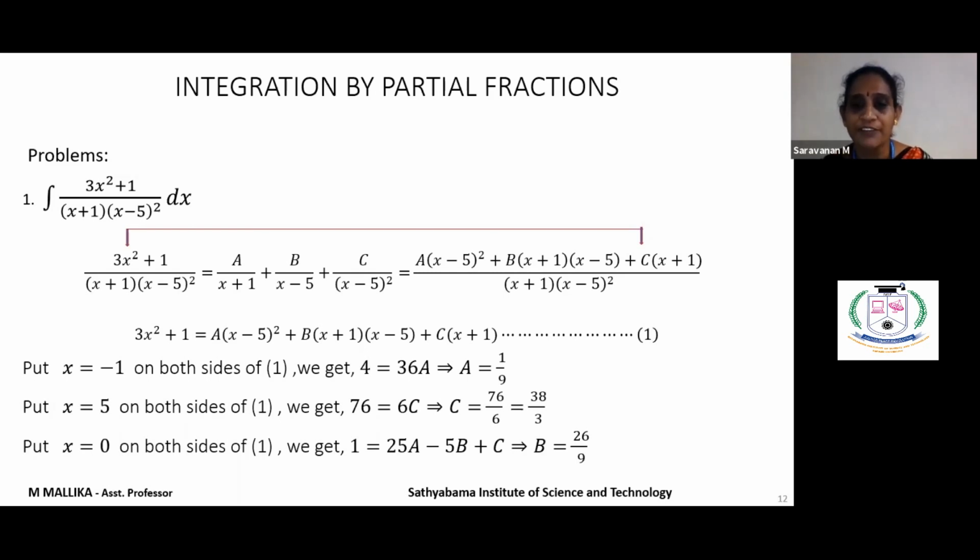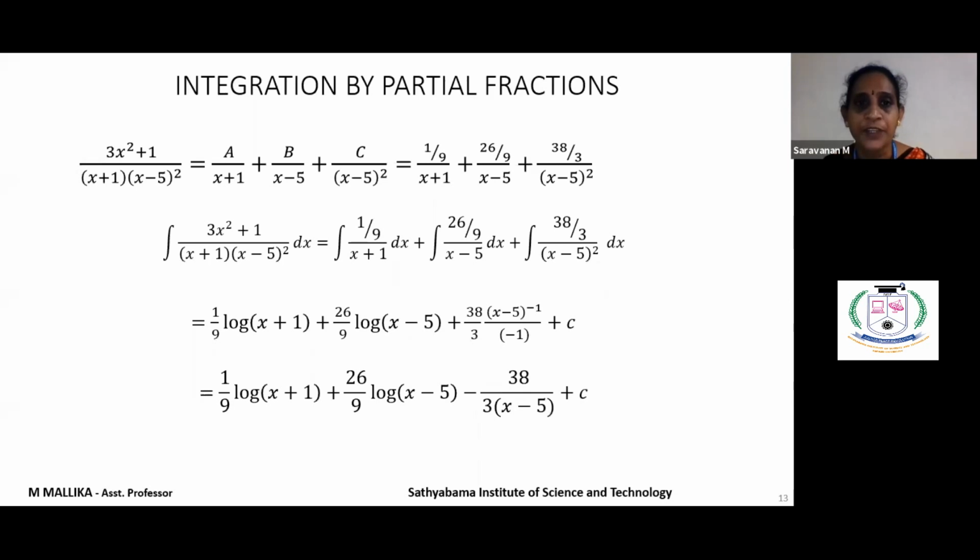After having found these values A, B, C, you substitute in the splitting. So what do you get? 3x square plus 1 by x plus 1 and x minus 5 the whole square actually is A by x plus 1 plus B by x minus 5 plus C by x minus 5 the whole square, which becomes 1 by 9 times x plus 1, plus 26 by 9 times x minus 5, plus 38 by 3 times x minus 5 the whole square.